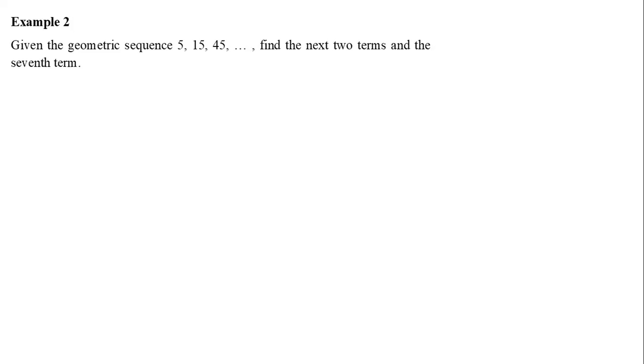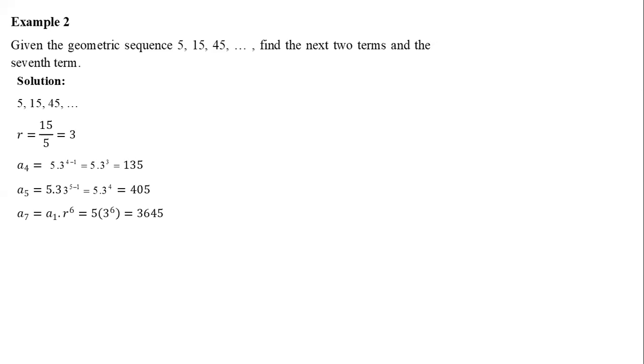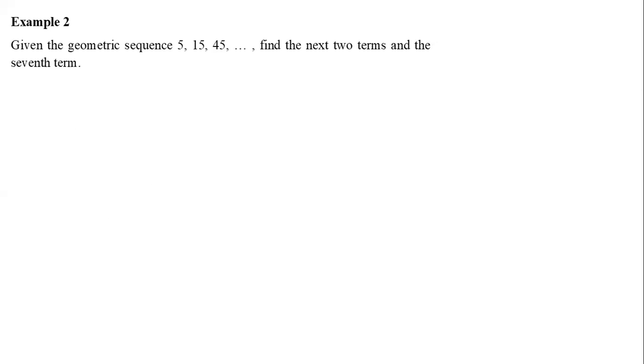What is the 4th term? They asked us to get the next 2 terms, that is the 4th and the 5th term. What was the 4th term? 135. Okay, what was the 5th term? 405.